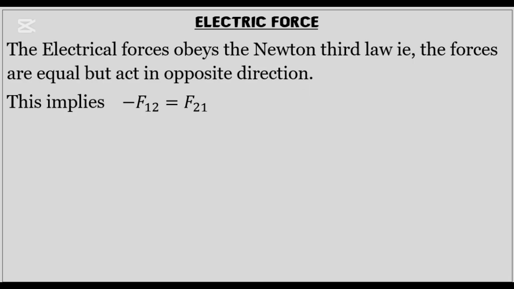So the electrical forces obey Newton's third law. That is, the forces are equal but act in opposite directions. So this implies minus F12 is equal to F21. The minus sign is showing us that F12, the force between charge 1 and 2, is opposite but equal to the force between charge 2 and 1. So this relation should tell us that the forces are always equal but they act in opposite directions.